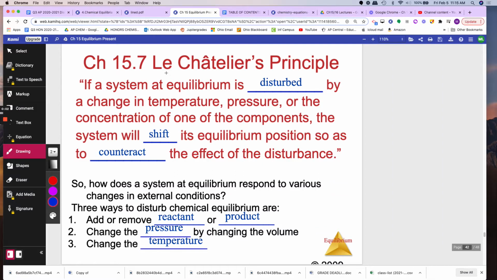Let us discuss Le Chatelier's principle. If you have a system at equilibrium and you disturb it, let's say A plus B becomes C, and right now it's at equilibrium. Let's say you change the temperature and the pressure or the concentrations of one of these. The system will shift. That means it'll either go to the right or to the left, and to counteract what you've done until it gets back to the equilibrium position.